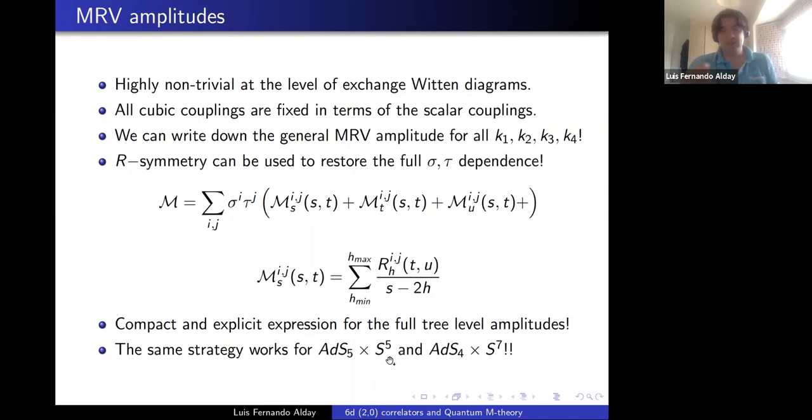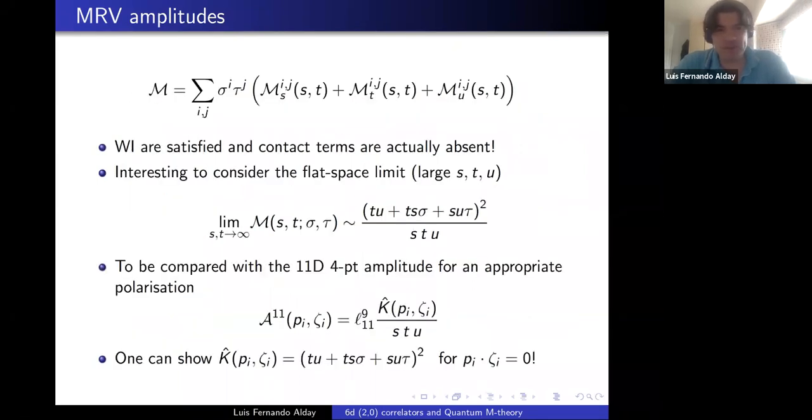Actually, the same strategy also works for AdS5 cross S5, and we can finally prove the answer by Rastelli and Zhou, but also for AdS4 cross S7. So this gives all the holographic correlators for generic K1, K2, K3, K4 for all maximally supersymmetric theories in dimensions higher than 2.